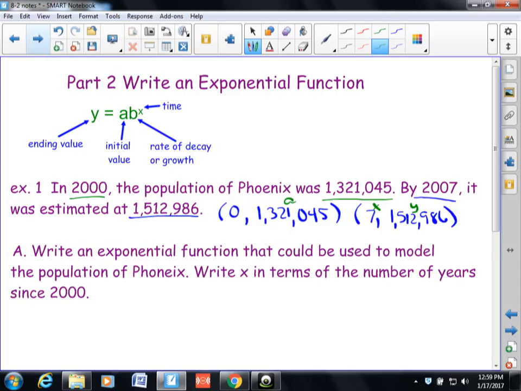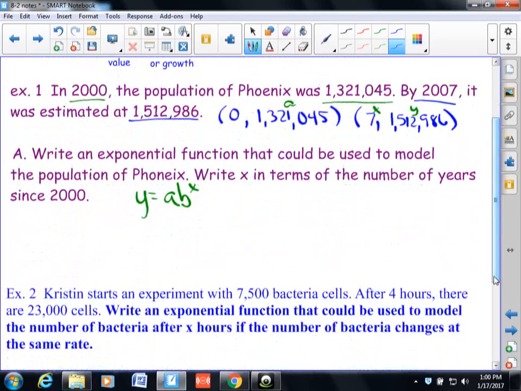What is that going to be, so then we could come up with an equation that would work for us to predict their population after any number of years. Okay, so here we go. So we'll write down y equals a b to the x. And we'll start subbing these things in. I'm going to move this down a little bit. There we go. So we'll have 1,512,986 equals the initial population, and then we're going to have b raised to the 7th.